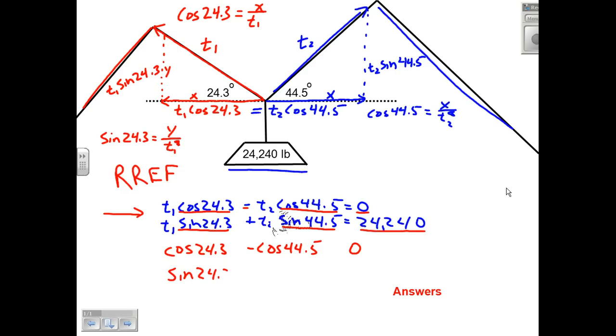Second row, sine 24.3, sine 44.5, and 24,240. And then we can RREF that, which I'm going to do in just a moment. I've got an answers button down at the bottom corner, and I'm not certain that's going to work, but I will reveal the answers in just a few seconds here. So if you want to work through this to get the reward of having the correct answer, you may want to pause this, enter those values in your TI, and let's make certain that we're able to row reduce echelon form those to the same values. So this would be a good time to pause.